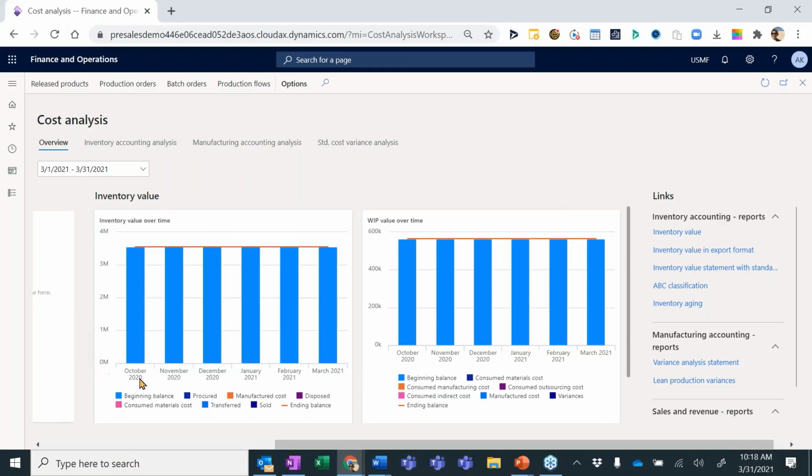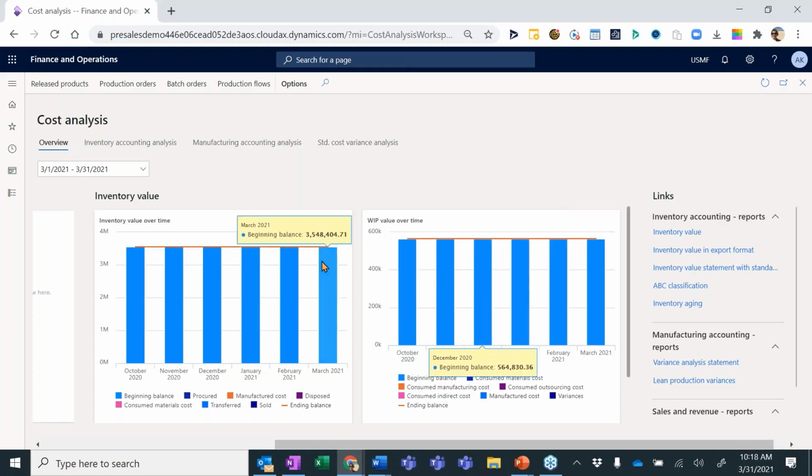demo database is set to like 2018. So currently, you know, I'm just not using a whole lot of inventory here. But what it would show me is my beginning plus what I purchased, what I used, what I disposed of, my consumed materials into production, what I transferred in or out, what I sold out, and then what my ending balance is. And it does the same for work in progress.